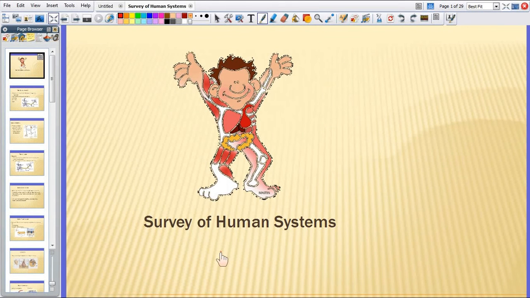This is the Survey of Human Systems. For the AP exam in May, you need to know all three of these systems: the immune system, the endocrine system, and the nervous system. For the lesson, you only need to know the one that you were assigned.